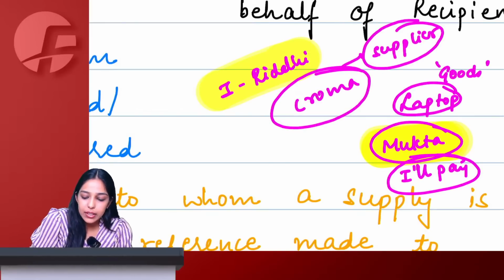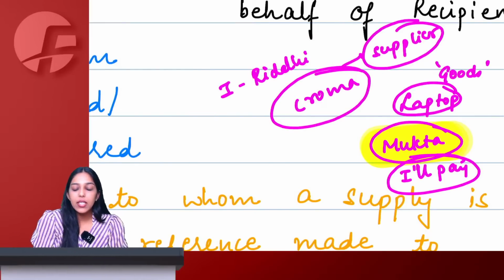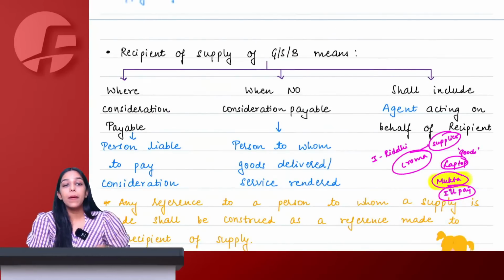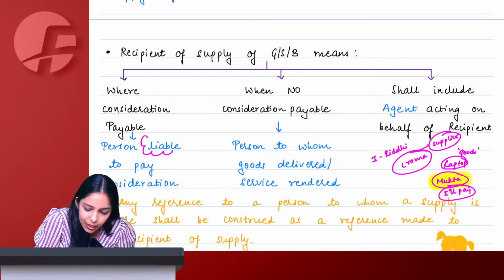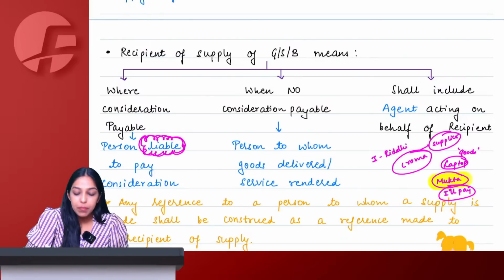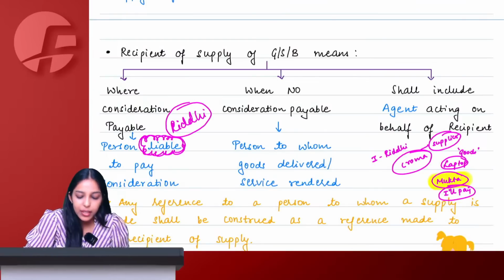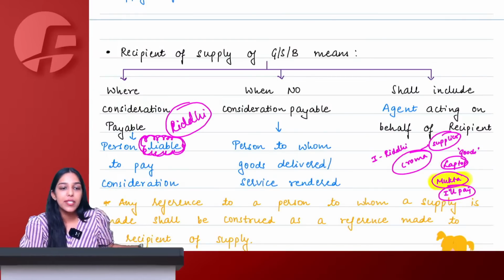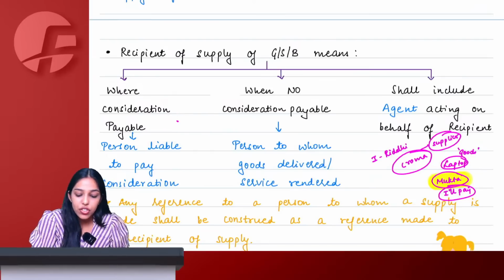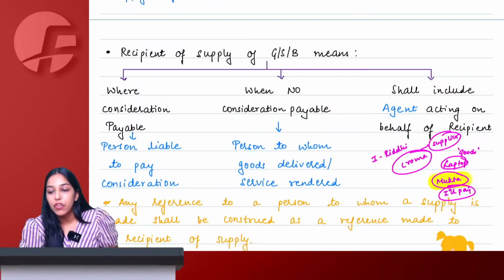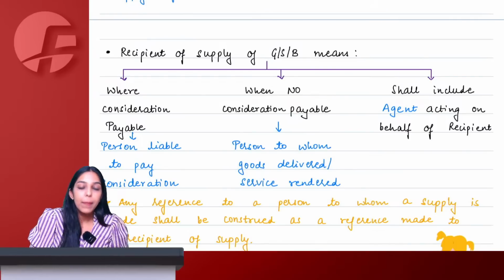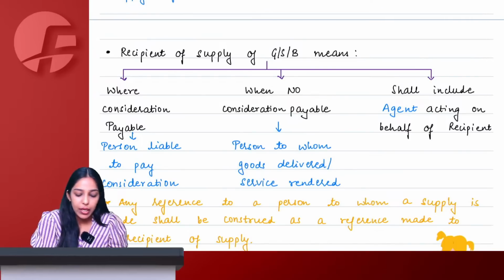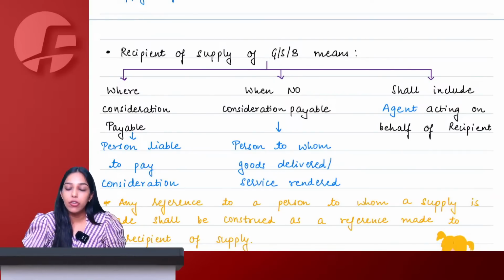In this case, ma'am, Riddhi is going to be the recipient, because the definition never said the person who is paying the consideration becomes the recipient. We say the person who is liable to pay the consideration becomes the recipient. Riddhi was always liable to pay consideration for this laptop. She got this laptop in her business, started using it, availed ITC, everything. Mukta was just a person who paid this amount on her behalf. Because the invoice was in my name, I was the person liable to pay. Therefore, I become the recipient and not Mukta. She just paid on my behalf and we'll adjust it later.